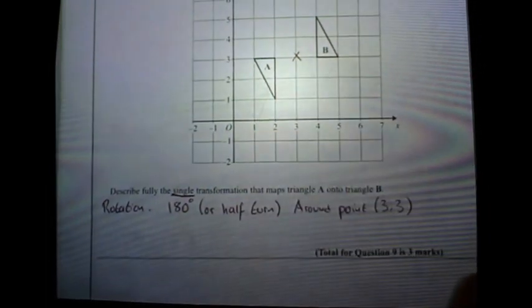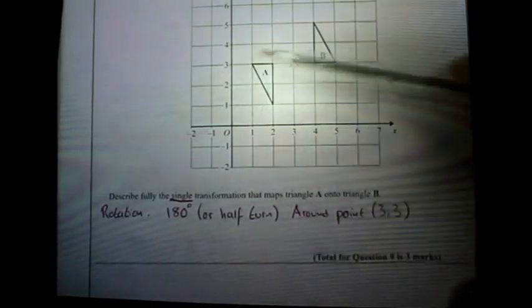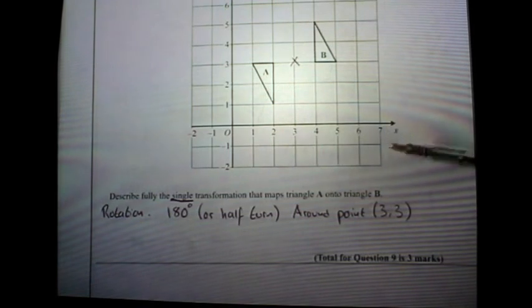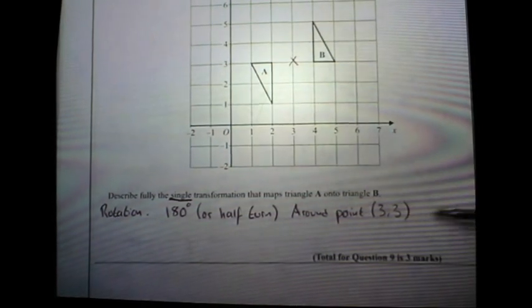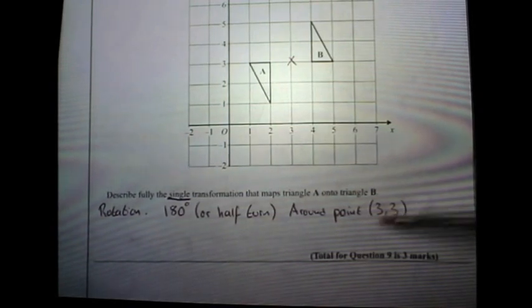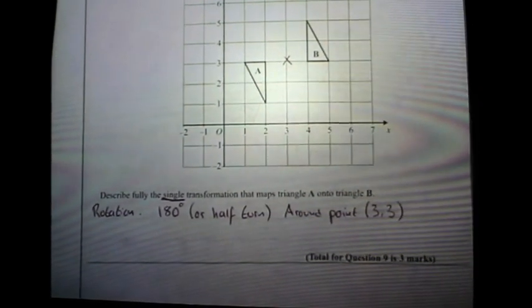Transformations. Describe the single transformation. When I've marked this, some people have described 2 or 3, but it's a single transformation. I think it's quite clearly a rotation. Half a turn. Because it's half a turn, you don't have to say which way you're going, but you can if you like. And the important bit, most people always miss out, is around what point, and it's around 0.33. That's where it rotates around.